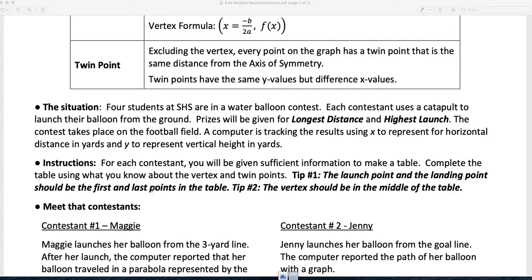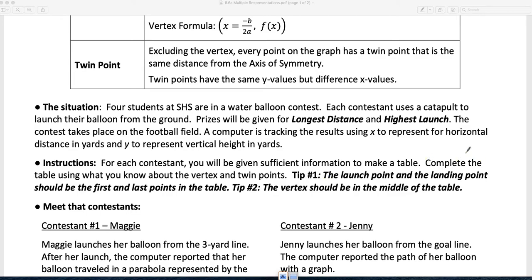You've got 4 contestants. For each contestant, you will be given sufficient information to make a table. Complete the table using what you know about the vertex and the twin points. And here's something else that you really want to make note of. Okay, tip number 1 when you are making these tables.